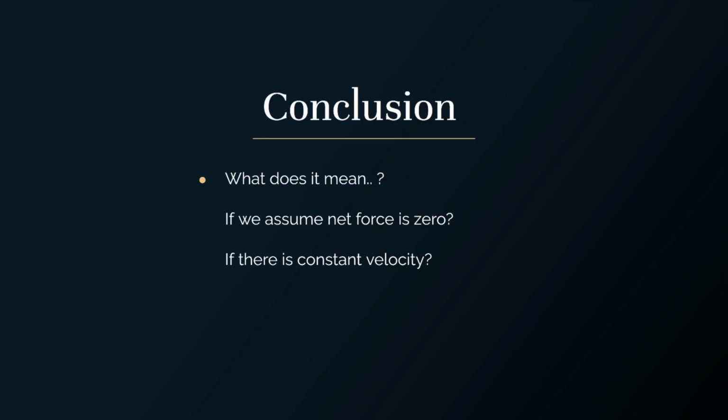So, in conclusion, what does it mean if we assume the net force is 0? This means that all the forces acting on the object are balanced, resulting in no acceleration or change in motion. So, for example, if the object is at rest, it will remain at rest, but if it is in motion with constant velocity, it will continue to move at that velocity.